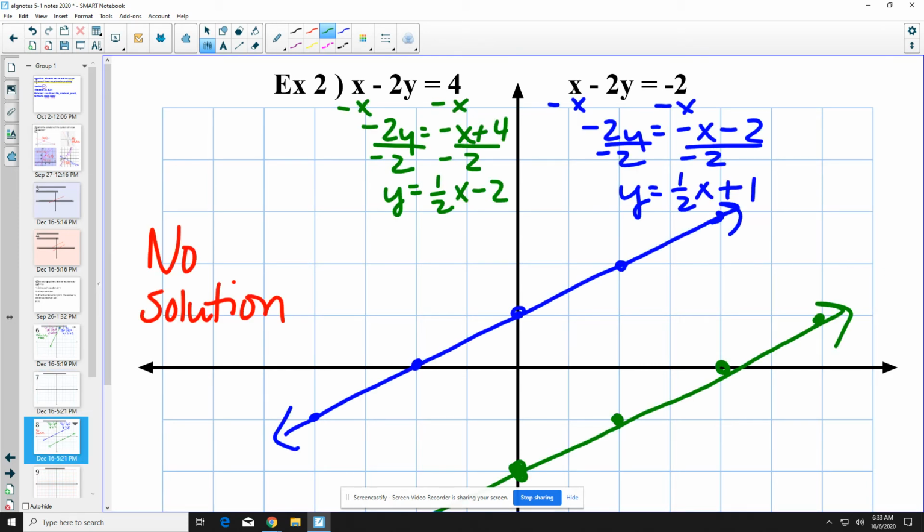Okay, now that you're done, let's check this out. When you solve the first equation for y, did you get y equals 1/2 x minus 2? The second equation, you should have had y equals 1/2 x plus 1. Notice the slopes are the same. They both have a slope of 1/2. That means our lines are parallel. If they're parallel, that means they have no points in common, so there is no solution.